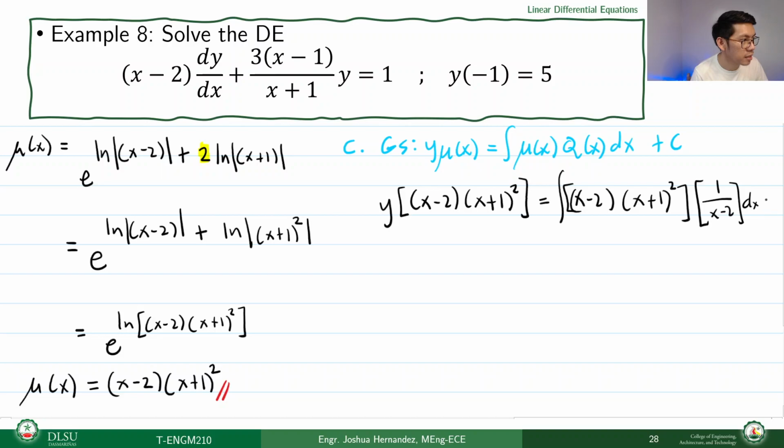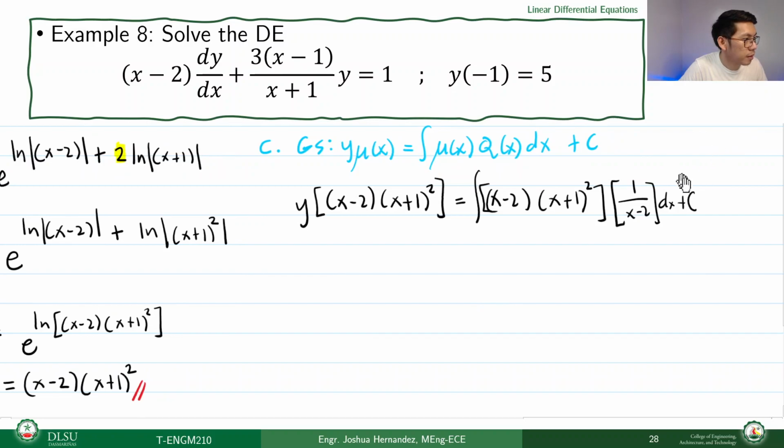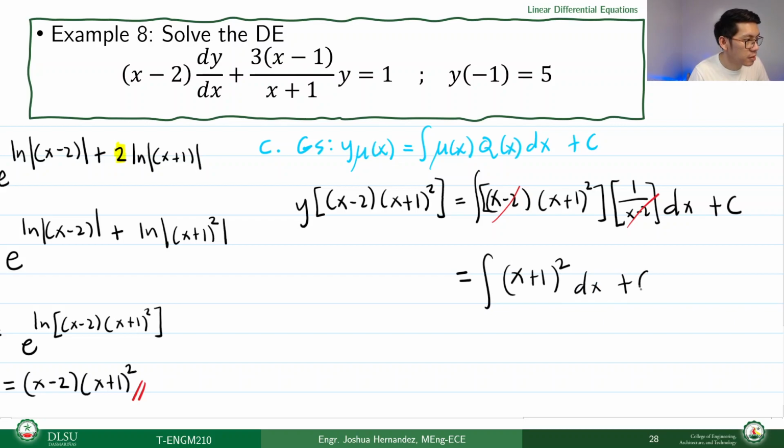Of course, dx and then plus c. Tignan ko na lang ha. Sorry. So, we will notice, no? Move ko dito ng konti. Ayan. Kaya ko naman. Yan. So we'll notice that x minus 2 cancels out here, and we are left with x plus 1 squared. So let's write that down. x plus 1 squared dx plus c.